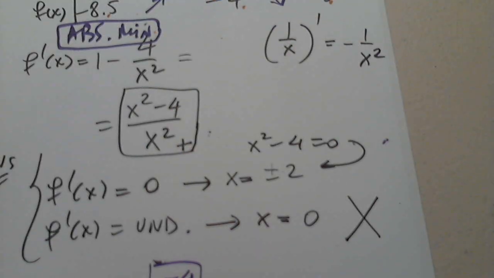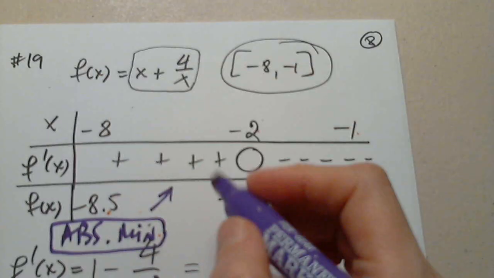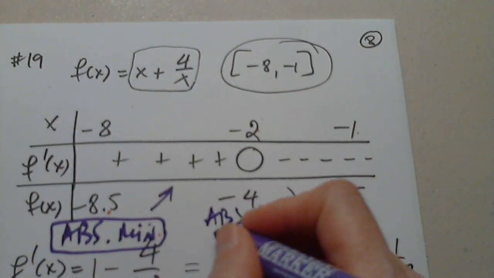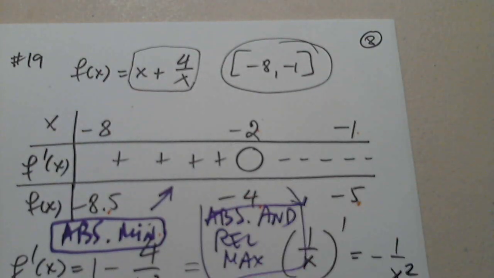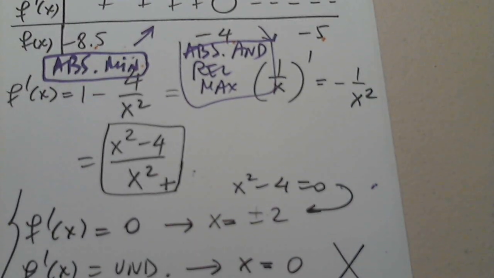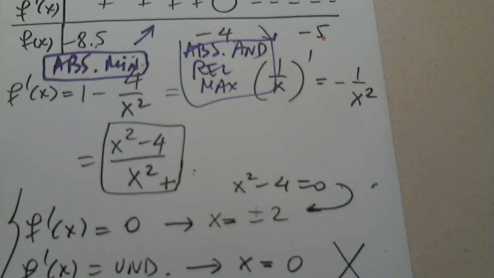-2, -4. Absolute and relative maximum. Absolutely. Absolute and relative or local max. Excellent. Perfect. Finally, this point. -1, -5.